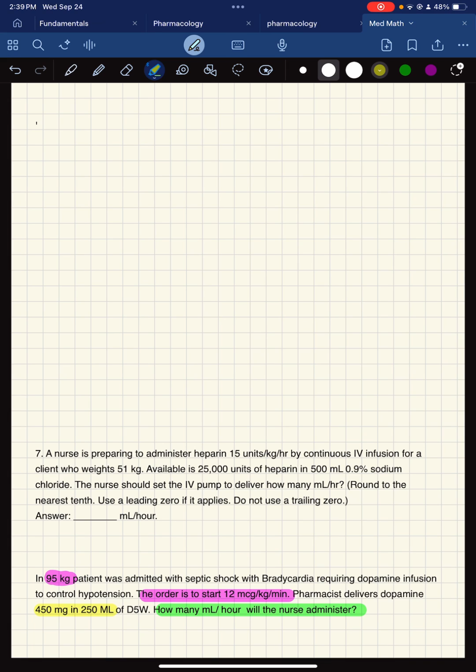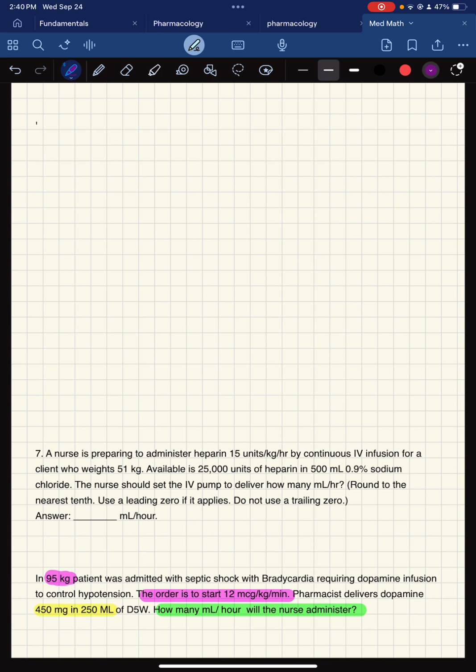Okay. All right, so the first thing that we have to do is calculate the actual order that the doctor gave. So he's giving the 12 micrograms per kilogram per minute. Okay, so he's doing that, and then we have the patient that weighs 95 kilograms. The only thing that this is saying is that per kilogram we have to give 12 micrograms. It's just like saying for each pound we have to give 12 micrograms. Okay, that's the only thing that it's saying. It's just different units of measure.